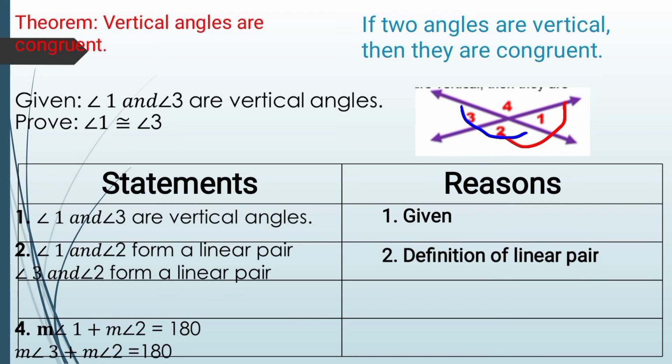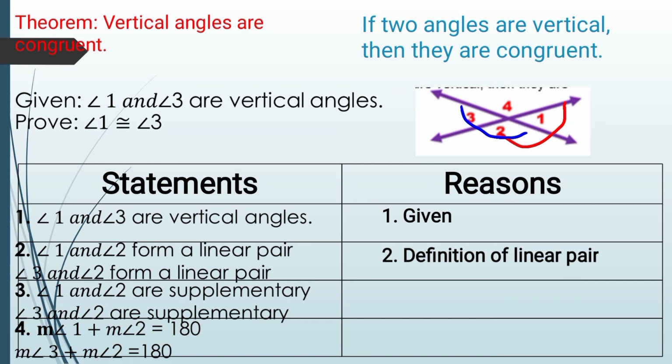For the third statement, based on statement number 2, we conclude that angle 1 and angle 2 are supplementary, same as angle 3 and angle 2 are supplementary. So for that, the reason will be: if two angles form a linear pair, then they are supplementary. This is actually a theorem.